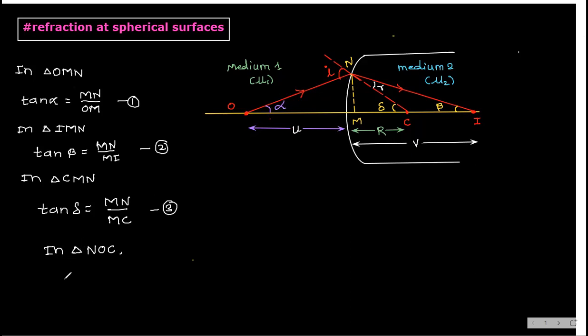So can I write it like this? Angle I is equal to alpha plus delta. Yes, no? Right? Okay, I can write. Agree? Very easy. So alpha plus delta is equal to I.